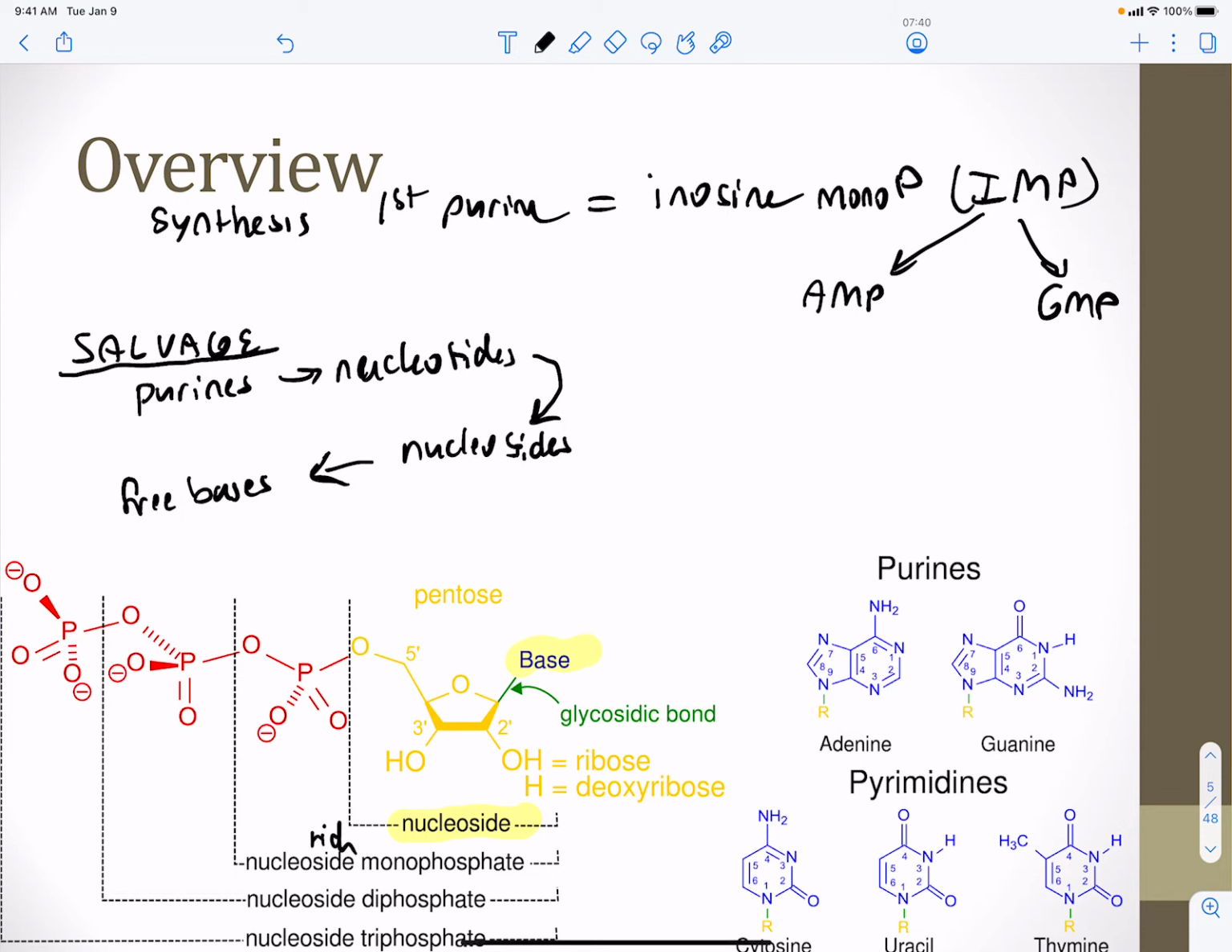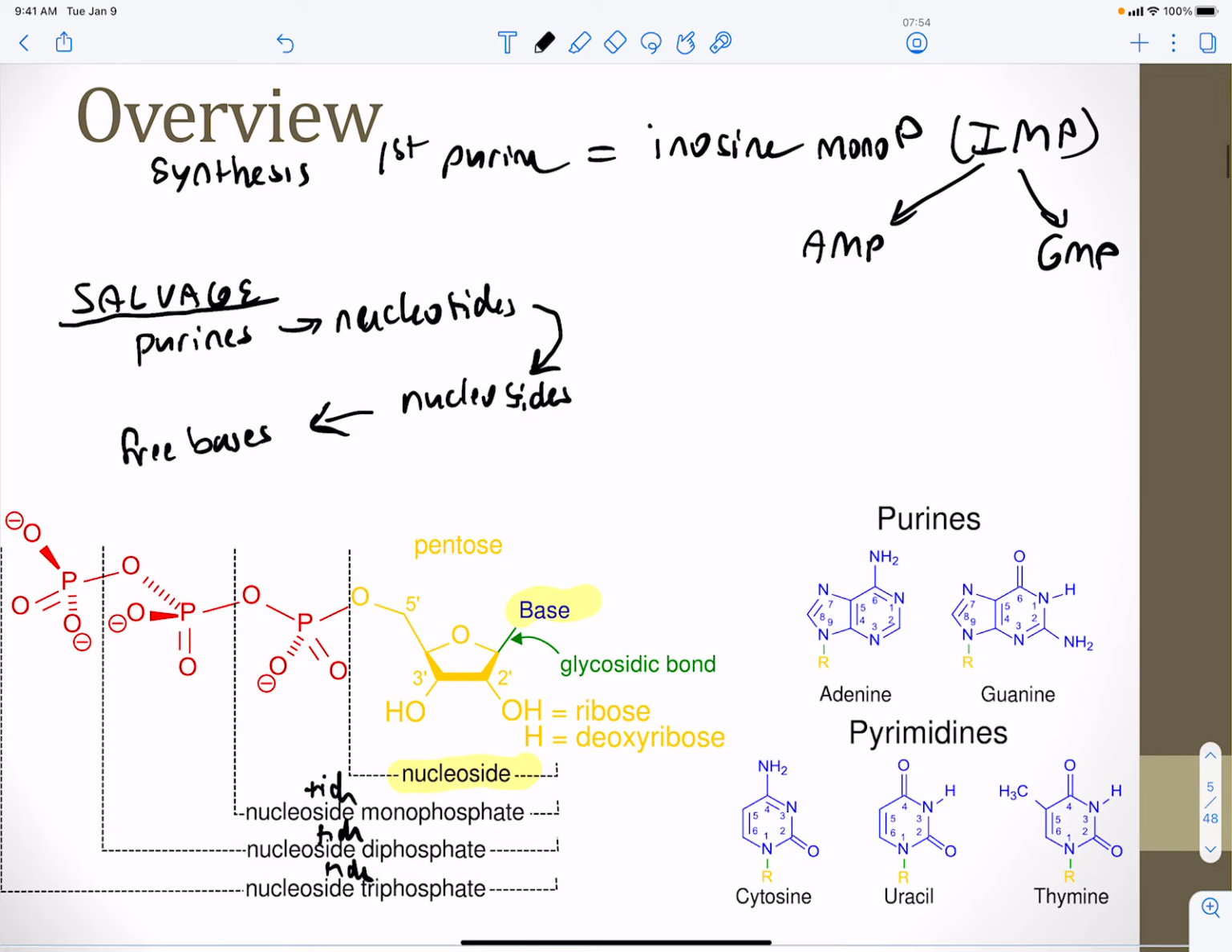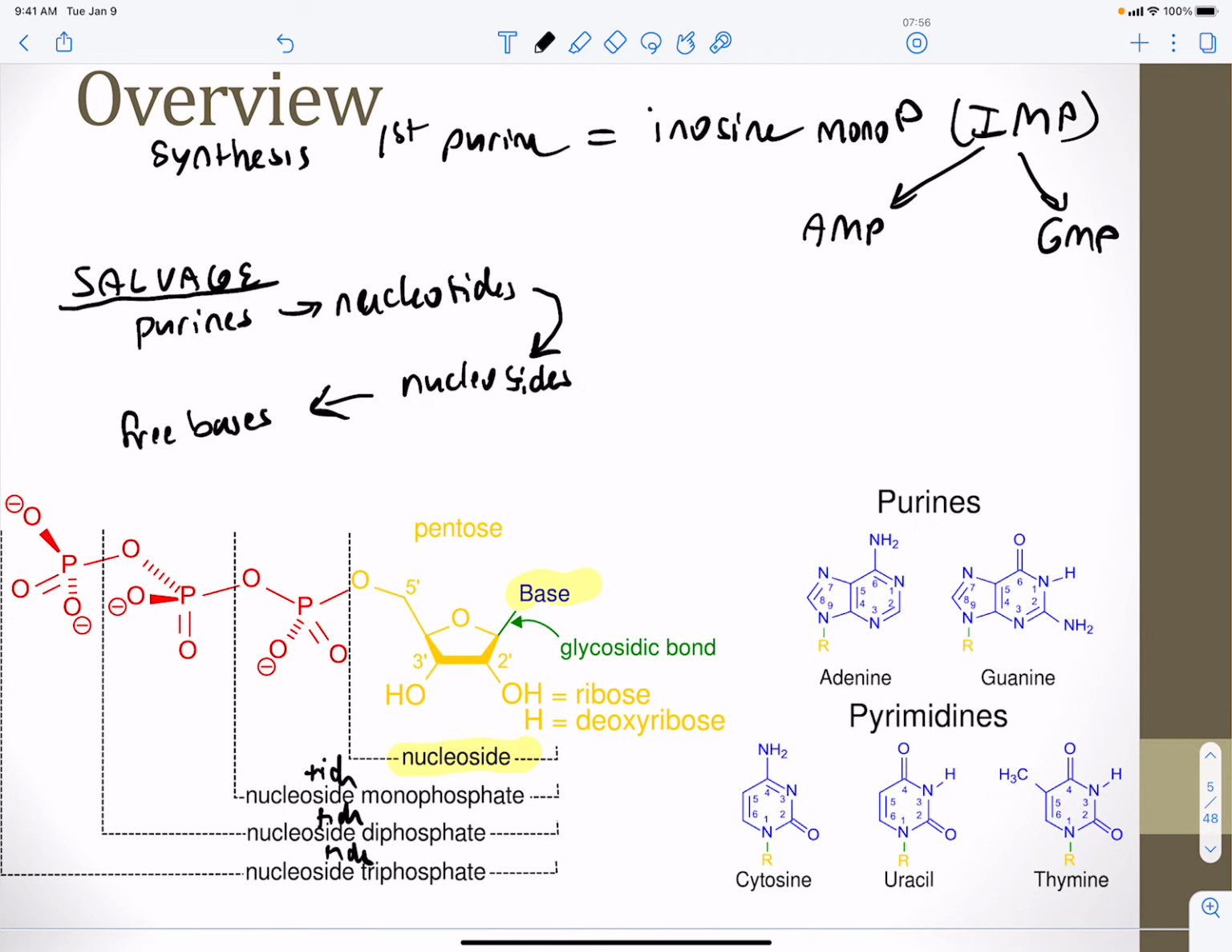And you can have nucleotide monophosphate, diphosphate, triphosphate. And then this is just to show you the differences. So for our purines, we of course have adenine and guanine, and then our pyrimidines, we of course have our other bases, cytosine, thymine in our DNA, and then uracil will replace thymine in our RNA.